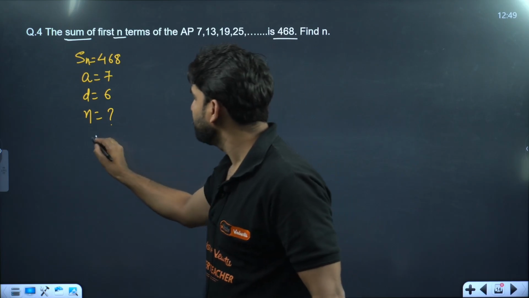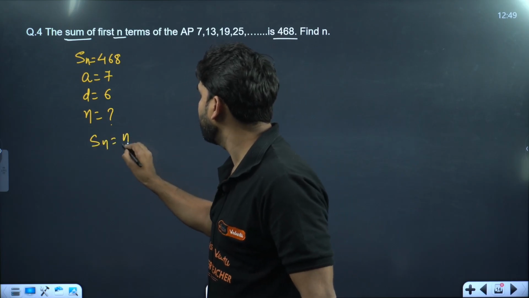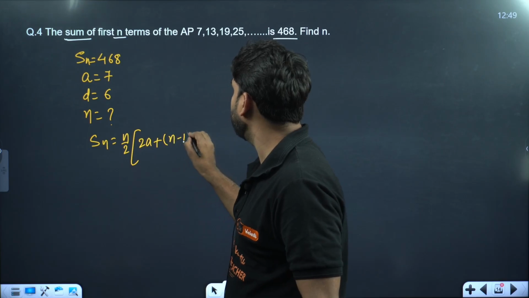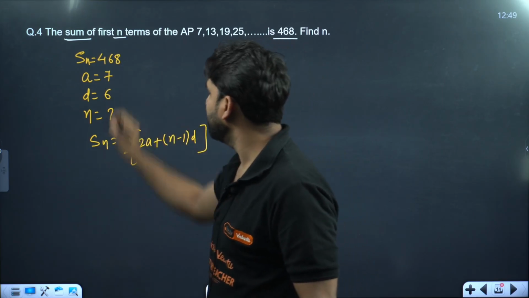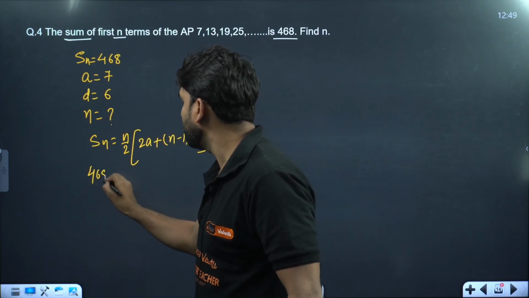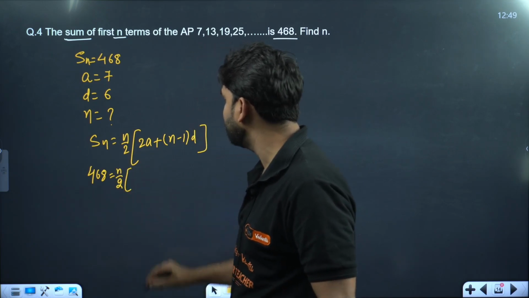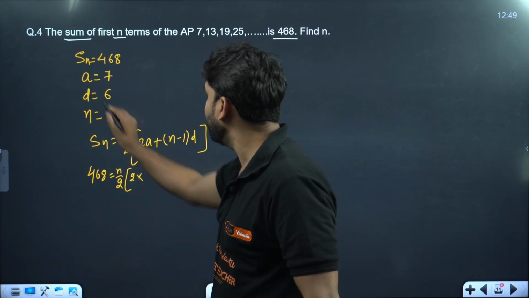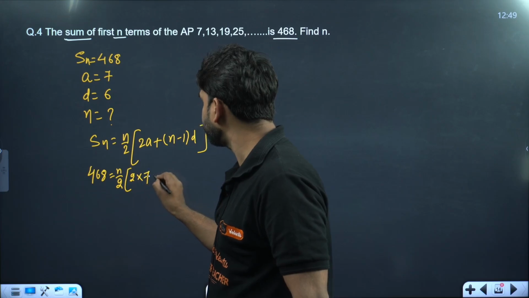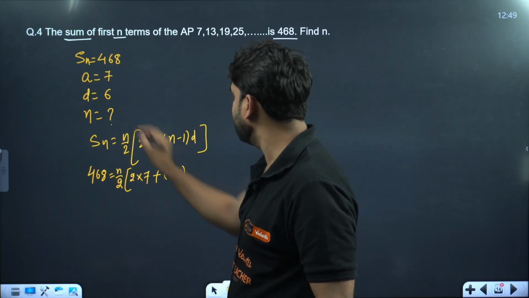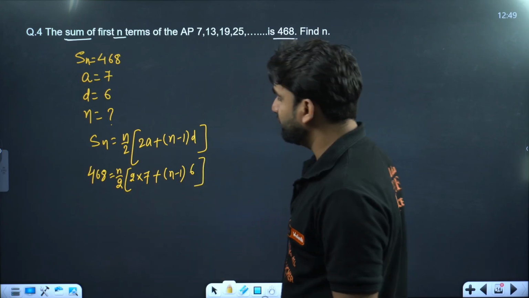So let's solve. Sn is equal to n by 2, 2a plus n minus 1 into d. Where is Sn? Sn is 468 is equal to n, we don't know n, we have to calculate n, by 2, so this is as it is. 2 into a, where is a? a is 7, plus n minus 1, we don't know n, and where is d? d is 6. So let's do the calculation.